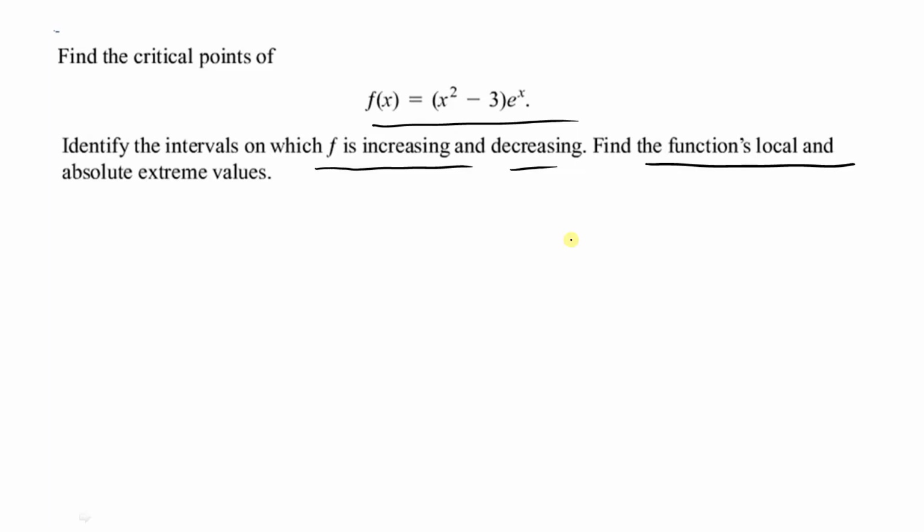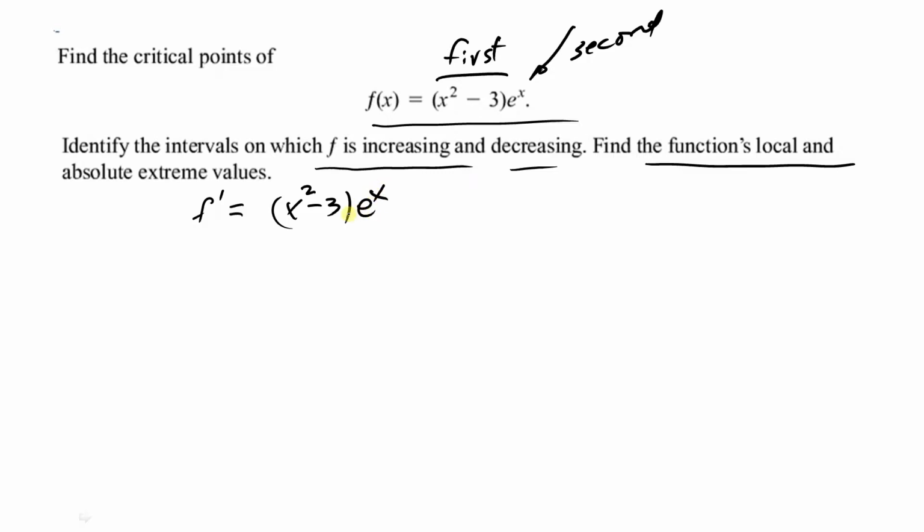is find the first derivative. The first derivative is going to be the first, which is x squared minus 3, times the derivative of the second, which is just the derivative of e to the x is e to the x, plus the second, which is e to the x, times the derivative of the first, which is 2x.